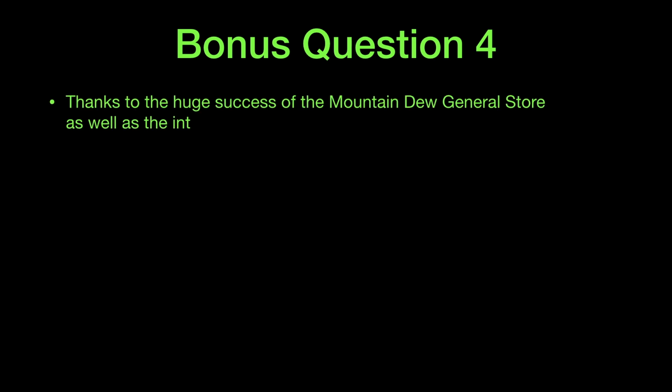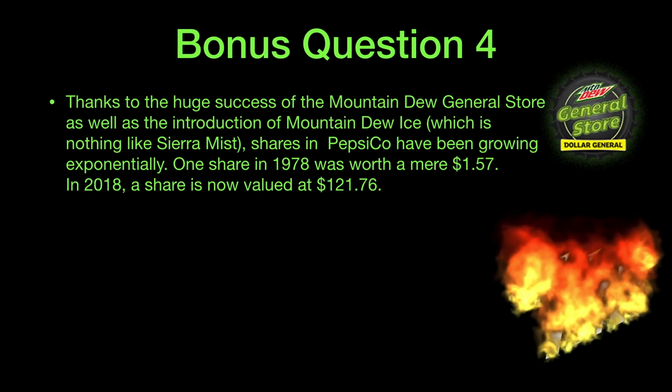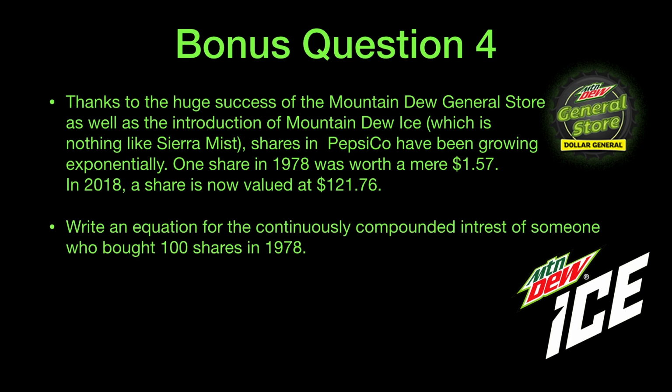Wait, what's that? Is it a bonus question? Thanks to the huge success of the Mountain Dew General Store, as well as the introduction of Mountain Dew Ice, which is nothing like Sierra Mist, shares in PepsiCo have been growing exponentially. One share in 1978 was worth a mere $57. In 2018, a share is now valued at $121.76. Write an equation for the continuously compounded interest of someone who bought 100 shares in 1978.